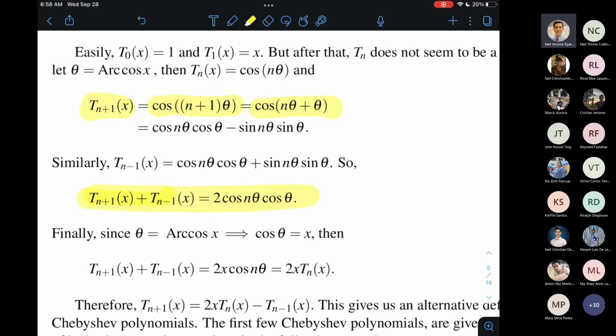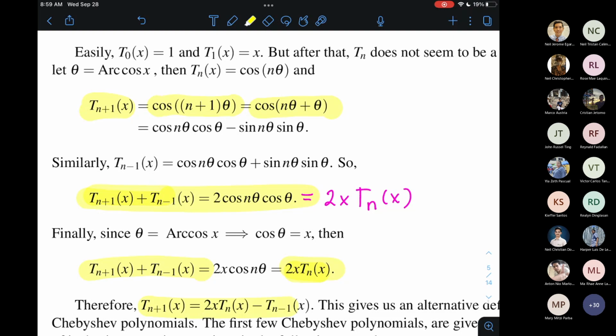Tapos ibabalik ko ngayon yung substitution. Remember, si theta ay arccosine ni x. So kung si theta ay arccosine ni x, so ito, magiging cosine ng arccosine of x, that will just be equal to x. So basically, this guy will be 2x cosine of n theta. But who is cosine n theta? Well, cosine n theta is exactly the Chebyshev polynomial of degree n. So that guy will be replaced by T sub n of x. And here we go. Right? So this is T sub n plus 1 plus T sub n minus 1 equals 2x T sub n of x. And then we can isolate T sub n plus 1 to the left side and we'll get this recursion formula.